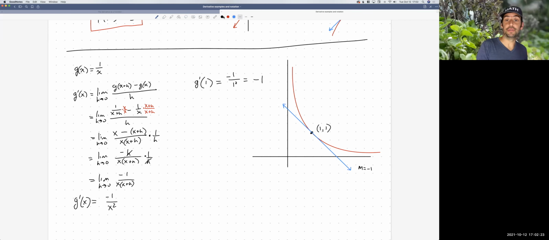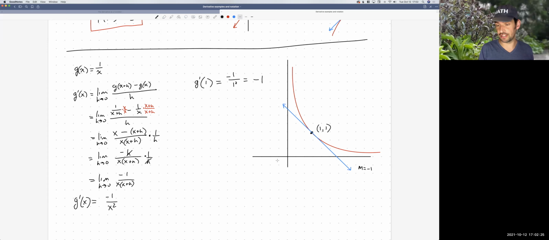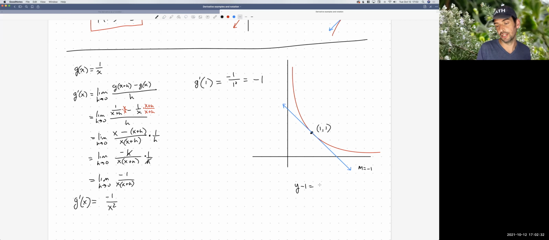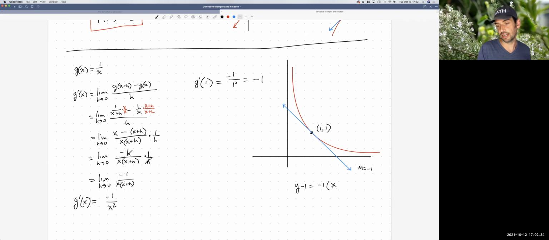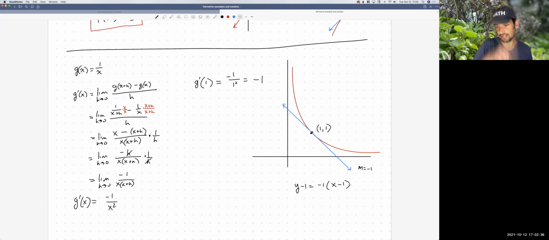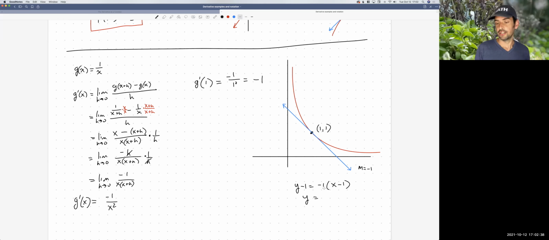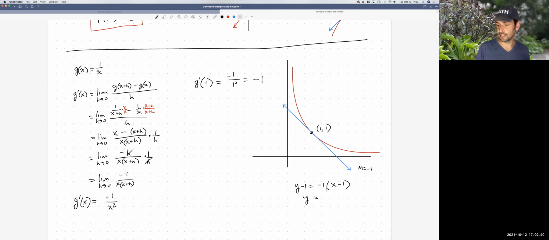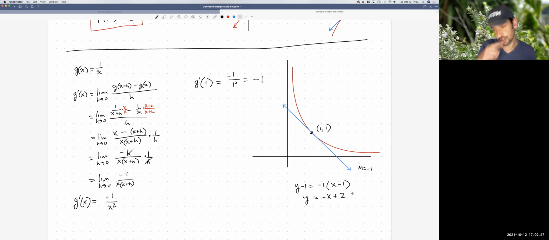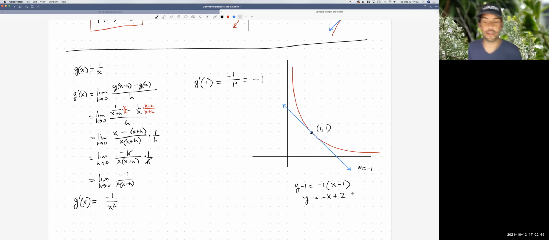And if we wanted to compute the equation of the tangent line, I can use the point-slope form. The point it goes through is (1, 1), so I get y minus 1 equals negative 1 times (x minus 1), right? If you feel like isolating the y, that's fine. Negative x, plus 1 from here, plus 1 from there, plus 2, or 2 minus x, which looks like the line that I drew.